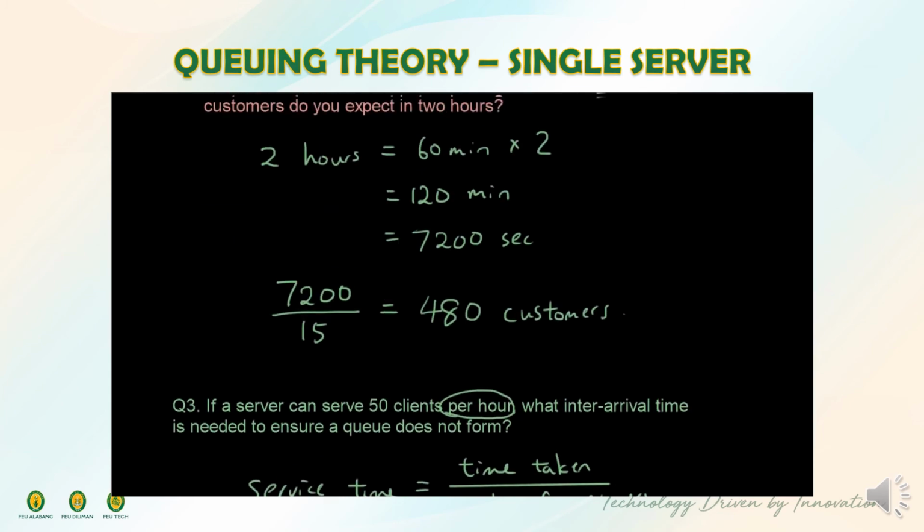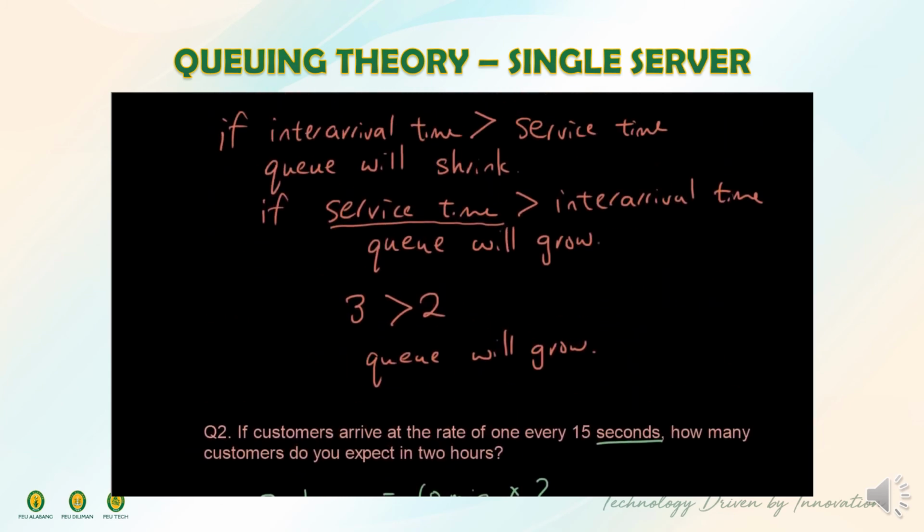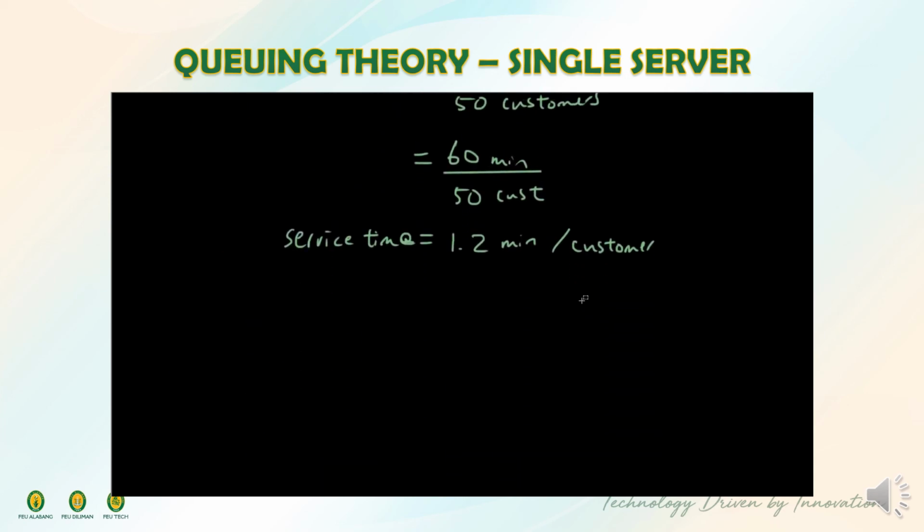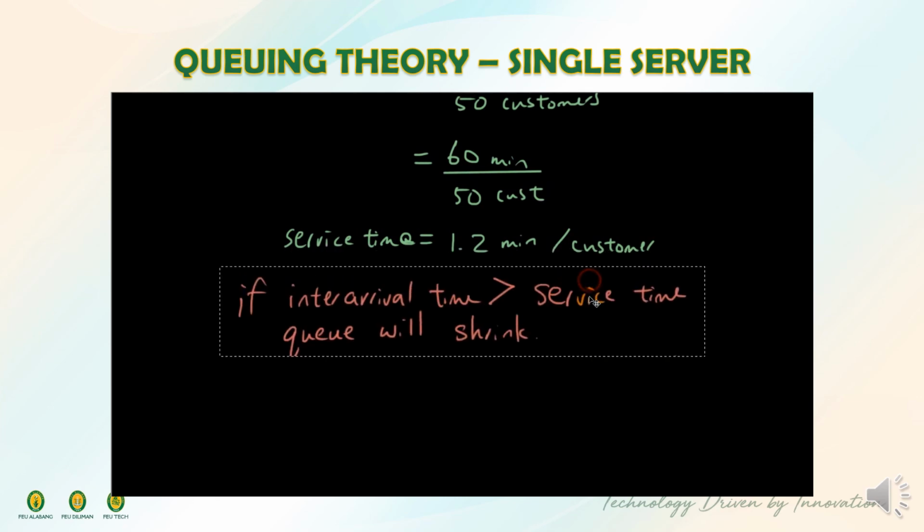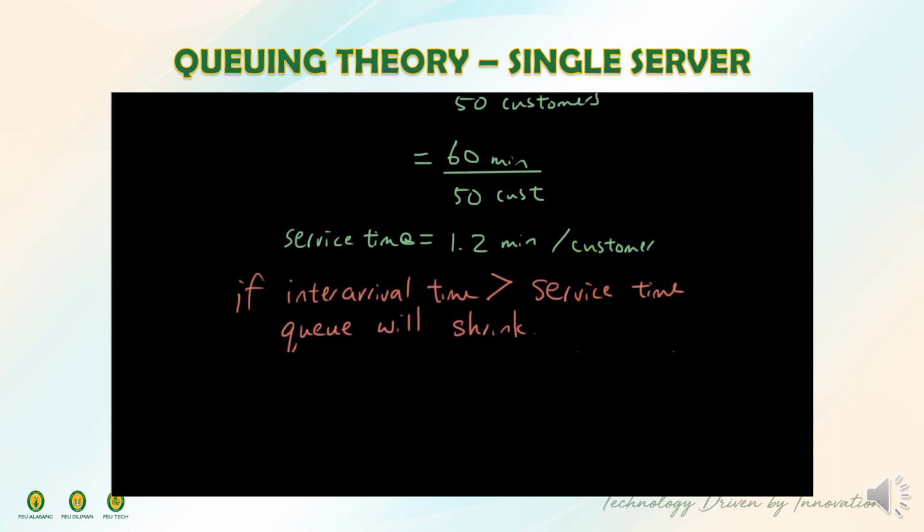In fact, I'll just scroll up and see it. If the inter-arrival time is bigger than the service time, the queue will shrink. If you ever forget this rule, just think logically. If it takes longer for customers to arrive than it takes you to serve them, then obviously the queue is going to shrink. Until you get that fixed in your head, you probably can't remember this rule.